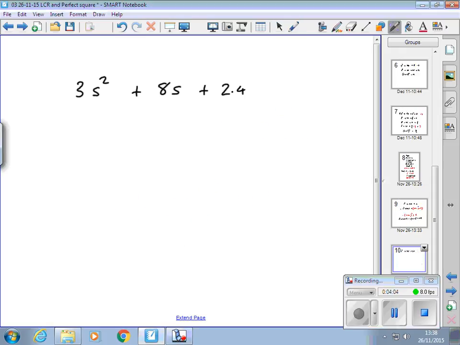So finally, look at this one. First job is to get rid of this 3, make it just s squared, and then again think about halving whatever the coefficient of s is here and squaring it. And what have I got to do then to make it 2.4, because that will be my remainder. So see what you get for that one.